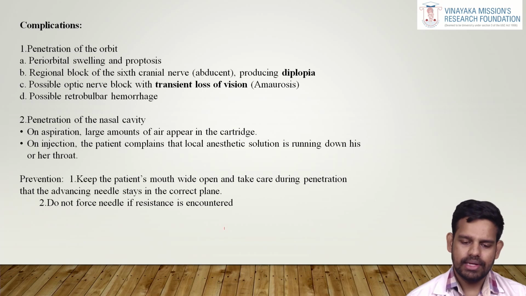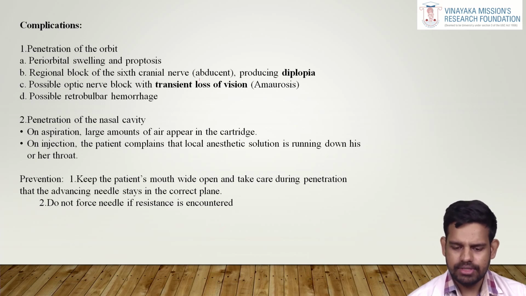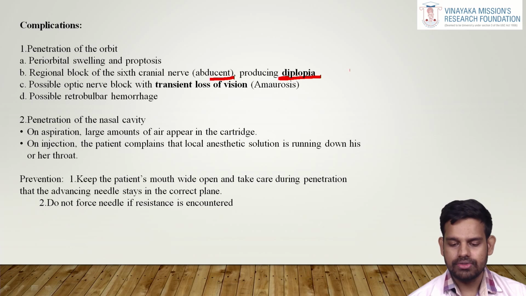The periorbital swelling and proptosis. Proptosis is the bulging of the eye out of the socket, and periorbital swelling is swelling around the orbit area. Regional block of the 6th cranial nerve producing diplopia. So the 6th cranial nerve, which is the abducent nerve, gets anesthetized, so that's why there is diplopia, which is double vision. And sometimes there might be optic nerve block also, which might lead to the transient loss of vision.